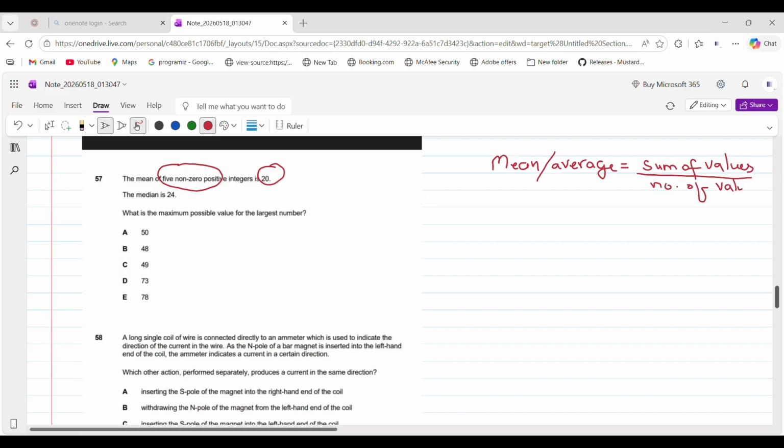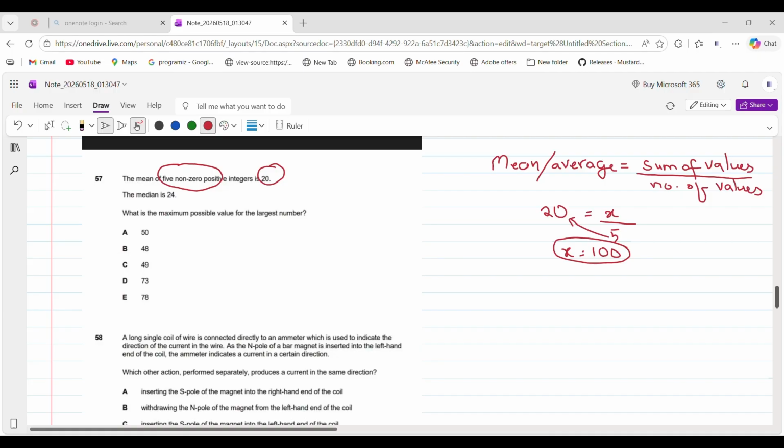How many values are there, right? Their mean is 20. We do not know the sum of their values, so x, divided by how many values there are, which is 5, right? So to find their sum, x is equal to 5 multiplied by 20. So 5 into 20 is 100. So 100 is basically the sum of those 5 numbers.